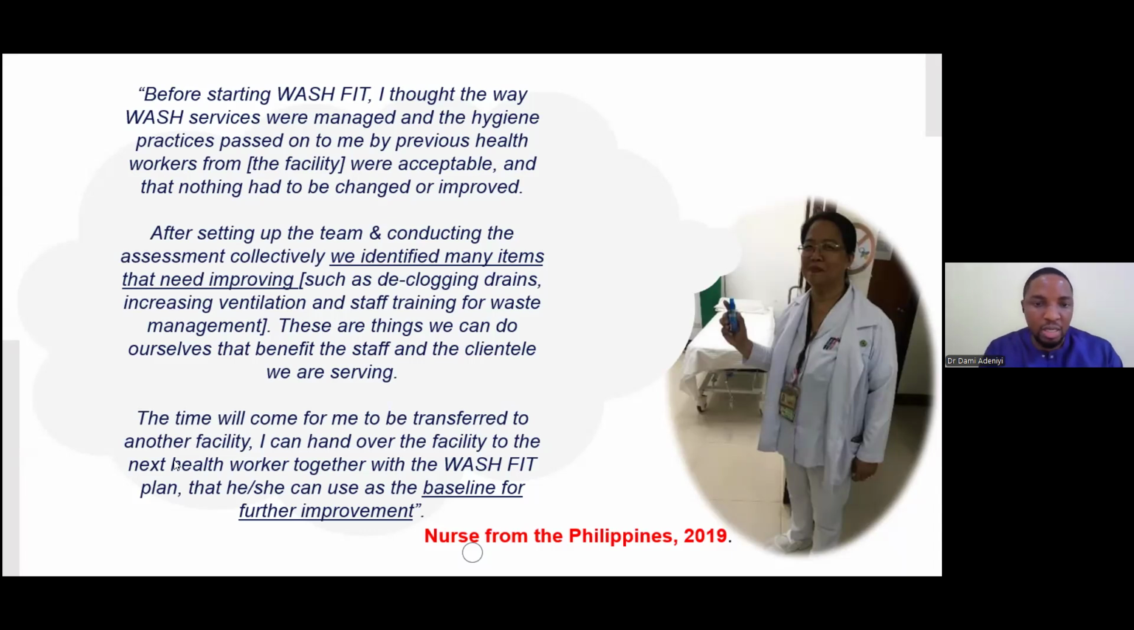I can hand over the facility to the next health worker together with the WASH FIT plan that he or she can use as the baseline for further improvement. Again, just a testament to the importance of the WASH FIT tool.